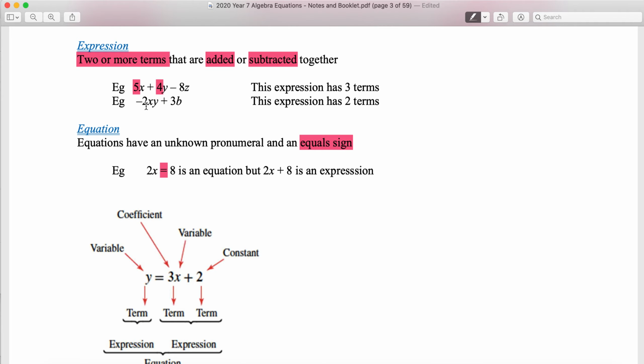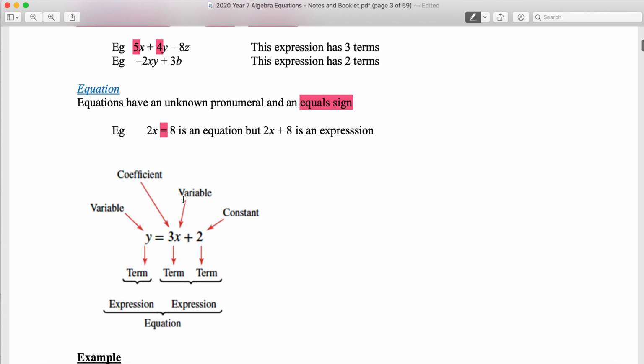Okay? Let's look at this term that I have here. What is the coefficient in this term? So it's negative 2. Agree? And this term, what is the coefficient here? It is positive 3, or 3. Agree? Wonderful.